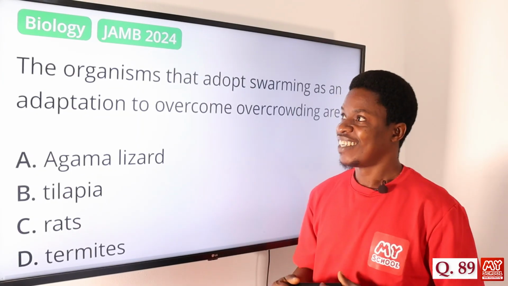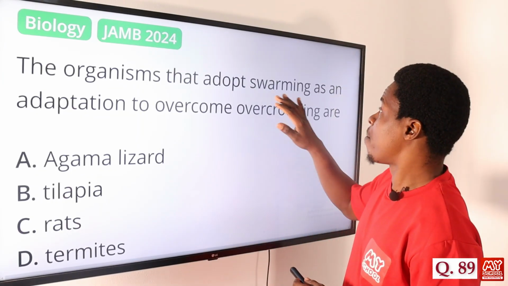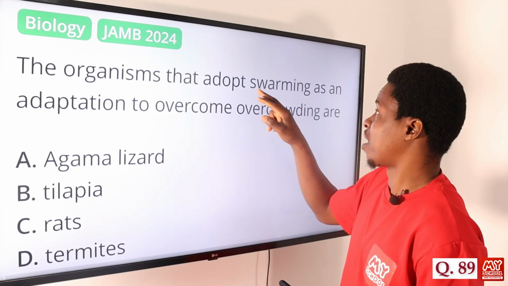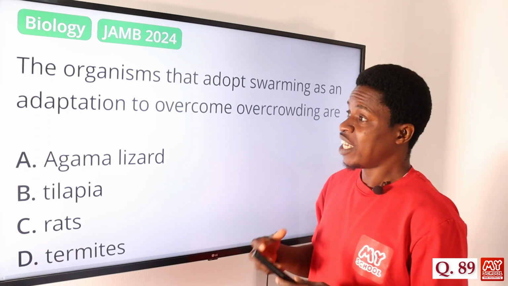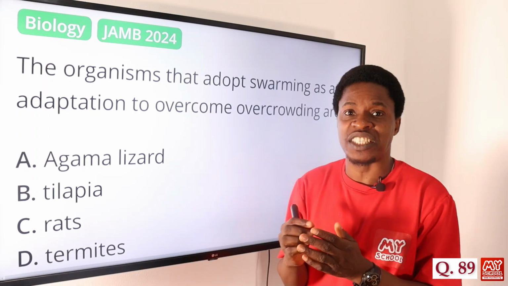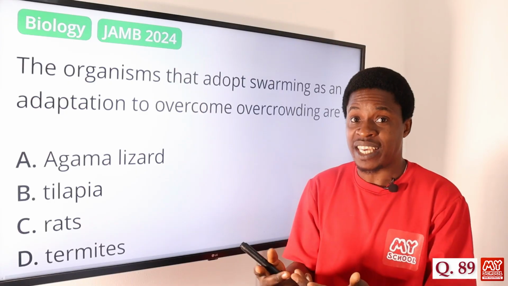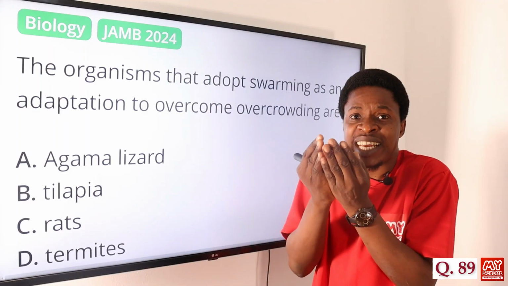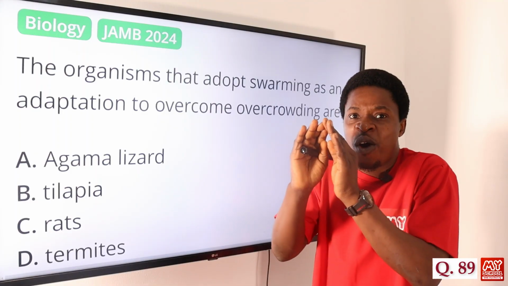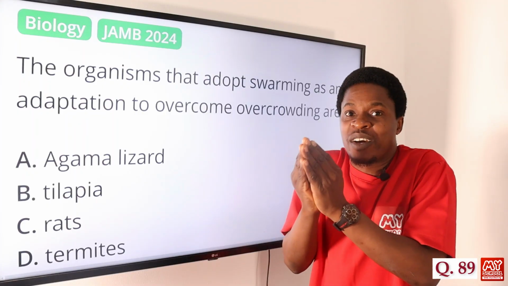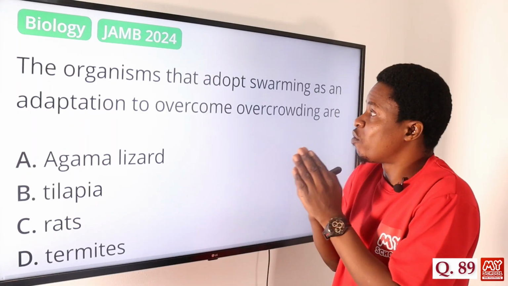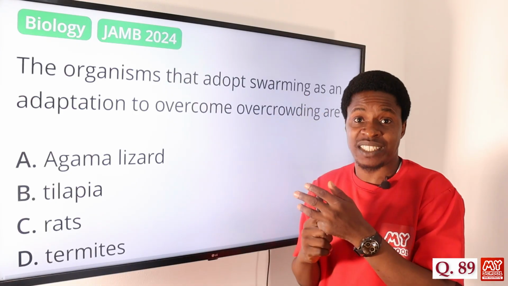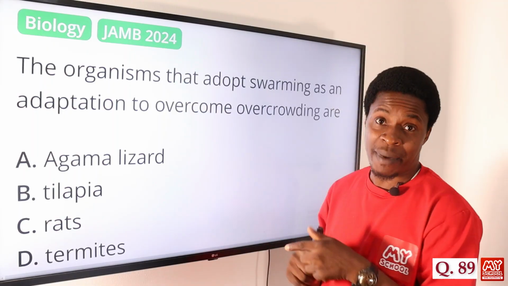Question 89. The organisms that adopt swarming as an adaptation to overcome overcrowding are what? When we talk about swarming, it's a phenomenon, a process where organisms, usually insects like ants and honeybees, have a coordinated collective motion. They are always together, and they move in a particular pattern. So many of them have a collective motion together. We have them in ants, in honeybees, in termites.